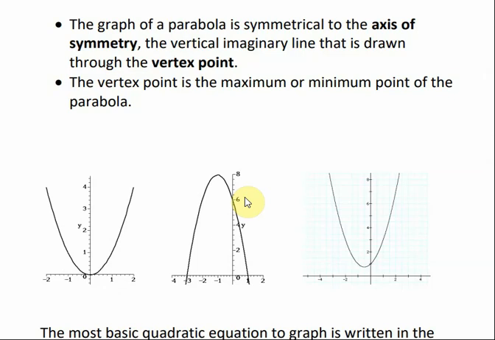Like I said, they can either open up or they can open down. They all have one y-intercept. So remember, a y-intercept is where it's crossing the y-axis. So these are their y-intercepts. And they can have two. This would be having two x-intercepts. Here, there's one x-intercept when the vertex is on the x-axis. And then here, there's no real x-intercepts or no real roots.